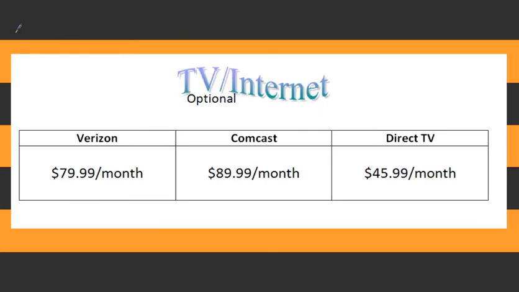The next one is TV and internet, and this is also optional. You don't have to have TV and internet if you don't want to. Some people would prefer to stream on their phone, but just remember, if you're streaming on your phone, you kind of need internet in order to do that at home, unless you're going to use your data plan. So do you want to do Verizon, Comcast, or DirecTV? And you're going to write that in with TV and internet where it says optional.